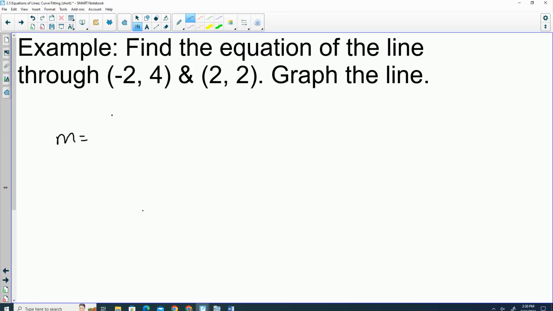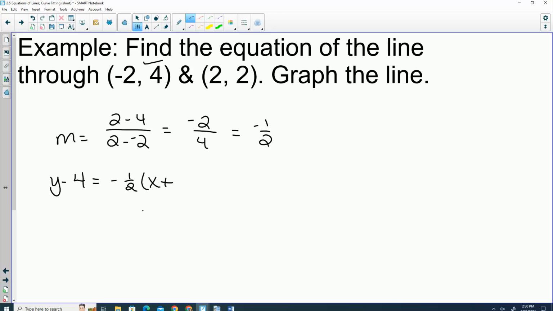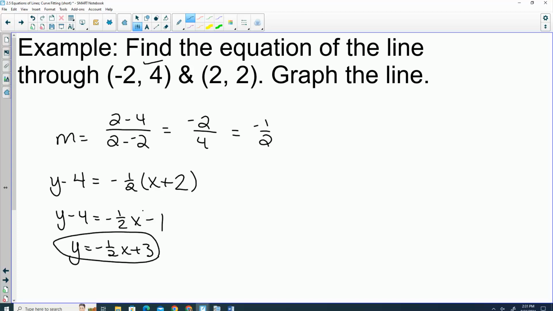So y2 minus y1 over x2 minus x1. So we get negative 2 over 4, which can reduce to negative 1/2. Then take one of your points, so I'll just use the first one. y minus y1 equals m times x minus x1, so x plus 2. So we get y equals negative 1/2 x plus 3. Looks like we're doing pretty well with that.